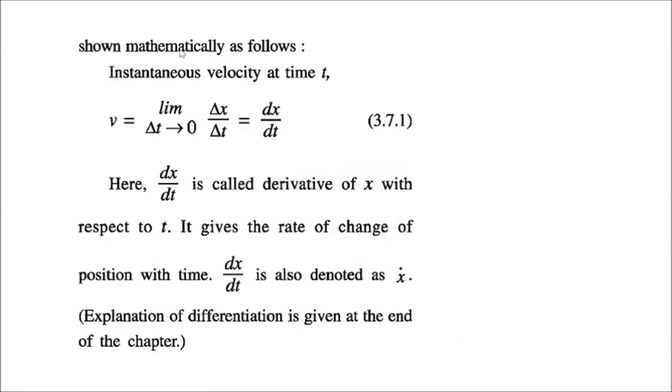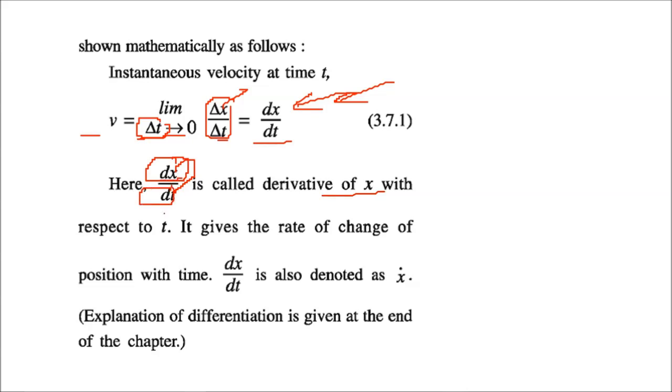So how to show it mathematically? Velocity will be delta x by delta t, that is x2 minus x1 by t2 minus t1. But here we are taking the limit. So when we take the limit as delta t tends to 0, this delta x by delta t, we know by mathematics, becomes dx by dt. dx by dt is the derivative, and you might have known it when you learned derivatives, integrals, etc. Now dx by dt is called the derivative of x with respect to t, and what it gives you is the rate of change of position with time. Rate of change of position with time, and dx by dt is given by x dot.